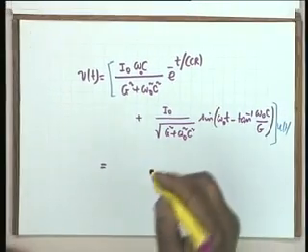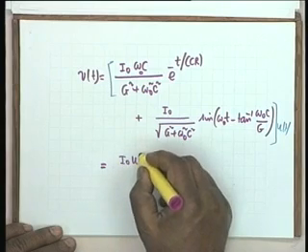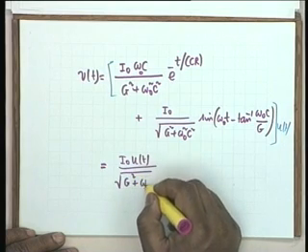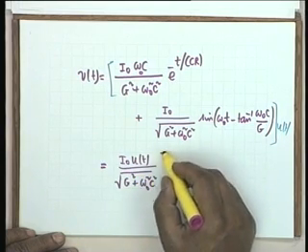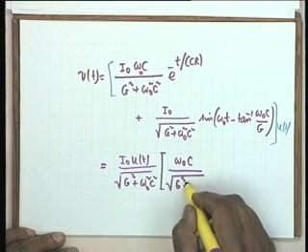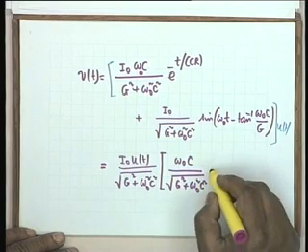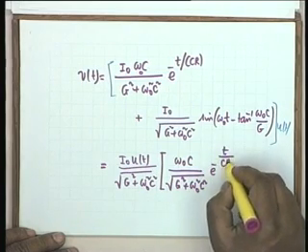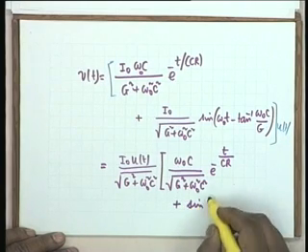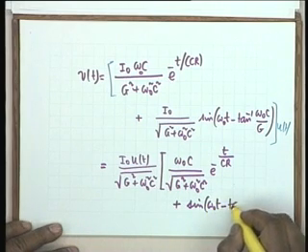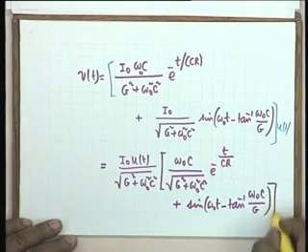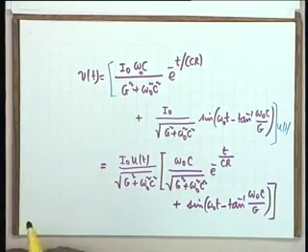Now it can be written in a slightly nicer form like this: I0 u of t divided by square root of g squared plus omega naught squared c squared. If I take this common, then I get omega naught c divided by square root of g squared plus omega naught squared c squared e to the minus t divided by CR plus simply sine of omega naught t minus tan inverse omega naught c divided by g. So just a different form, and combine the terms together.